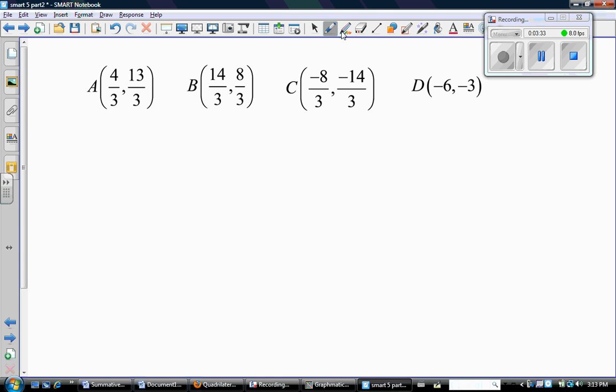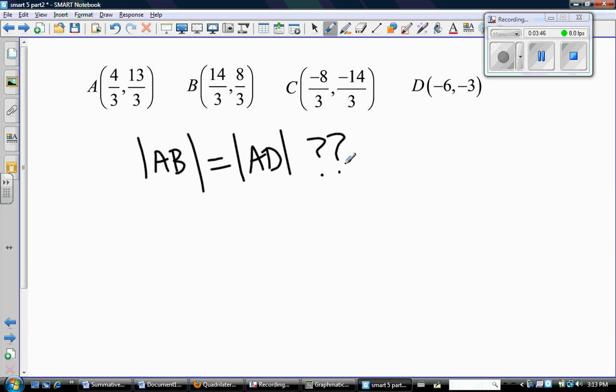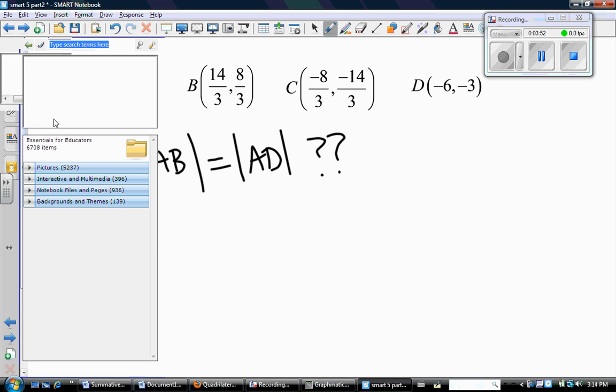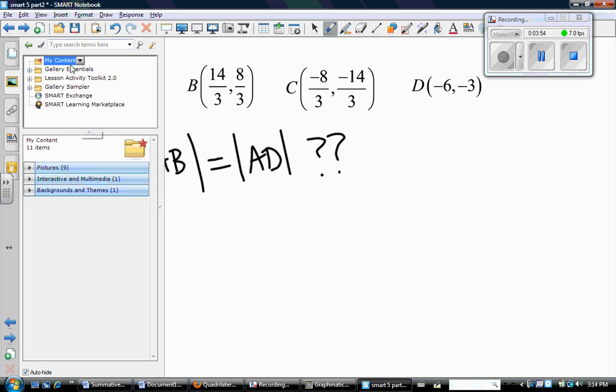So again, I want to find the length of AB and the length of AD, and I want to find out, are they the same length or not? Same length, hey, I have a rhombus. Different length, I have a parallelogram. So how do you find the length of a line? Well, the length of a line is defined as, technically it's the length of a line segment, because a line is infinitesimally long.